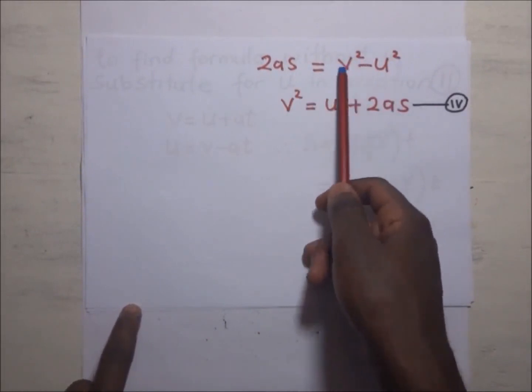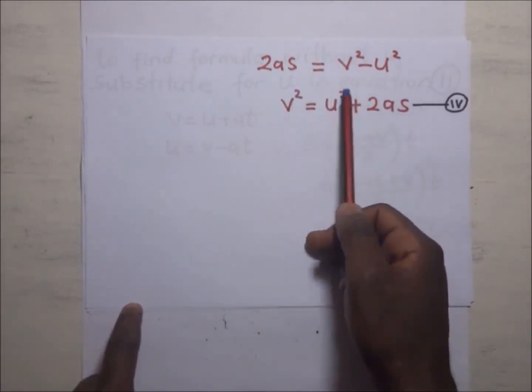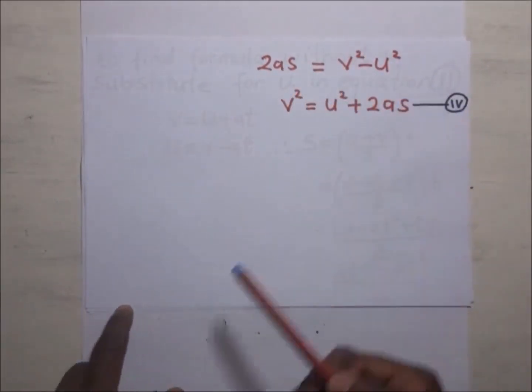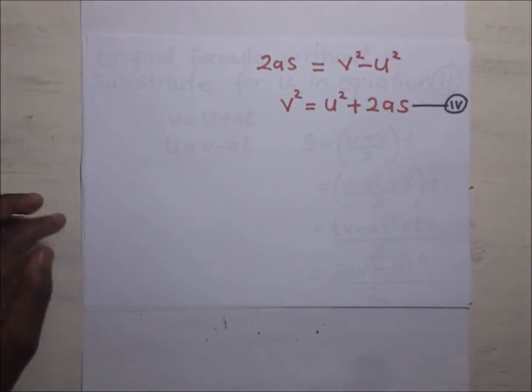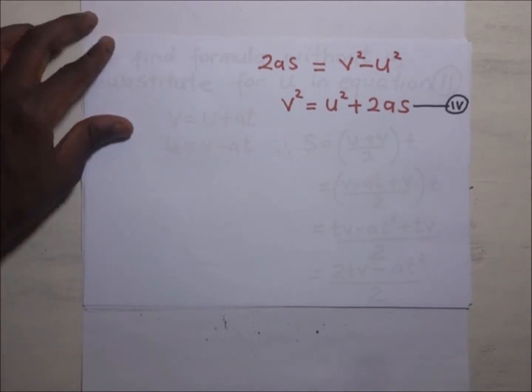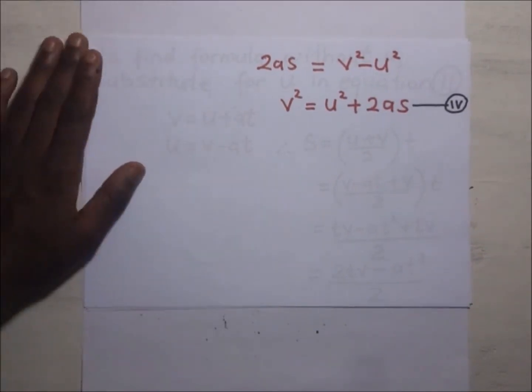When we make v squared the subject of the formula, we shall end up with v squared is equal to u squared plus 2as, which is our fourth equation of motion. For our fifth equation of motion, we shall still use the same technique, by playing around with the first two equations of motion.